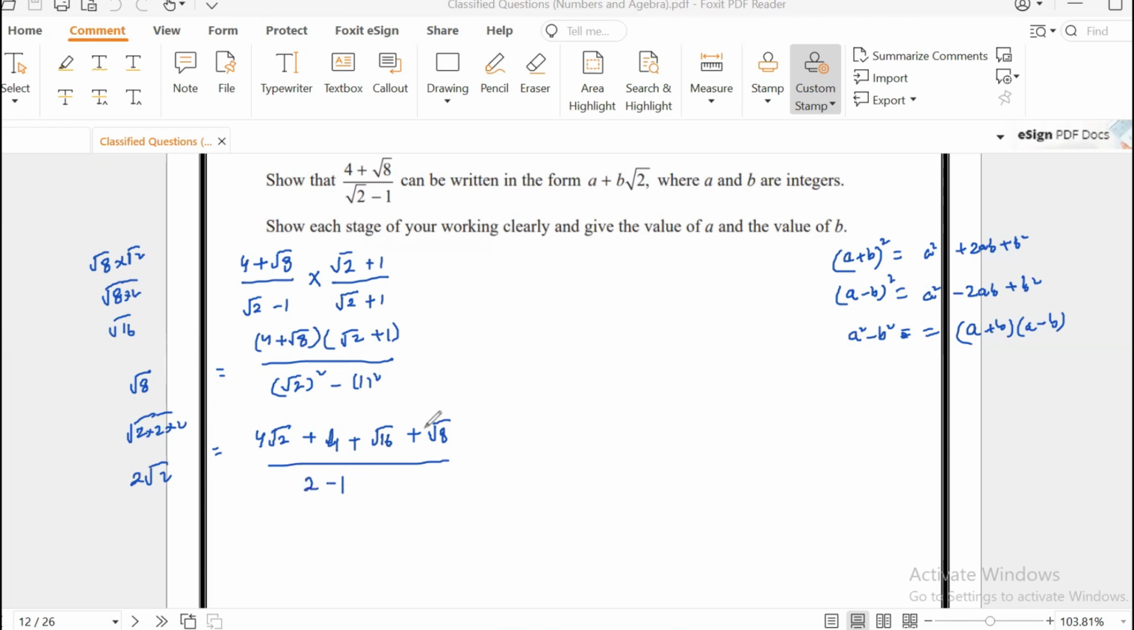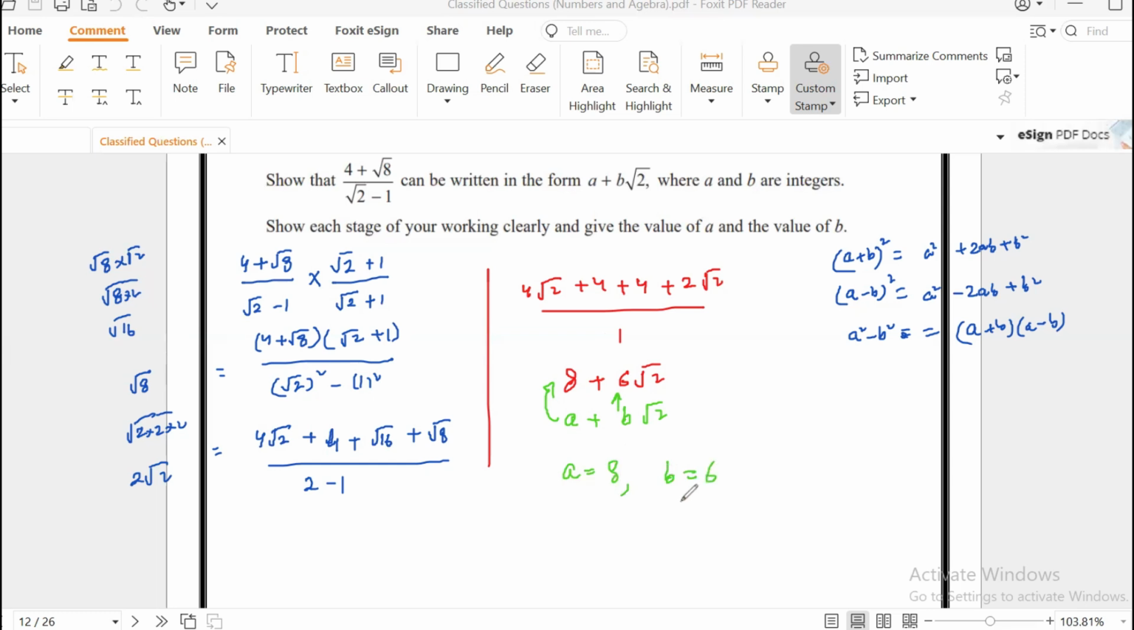Here we have 2 minus 1, and next step we can write 4 square root of 2 plus 4, square root of 16 is also equal to 4, and square root of 8 is 2 square root of 2, over 2 minus 1, which is 1. And lastly we can say that 8 plus 6 square root of 2. Remember that our form is given, which is a plus b square root of 2, and he wants us to find the values of a and b. So a is 8 and b is 6. You can say that a equals 8 and b is equal to 6. I hope it is clear.